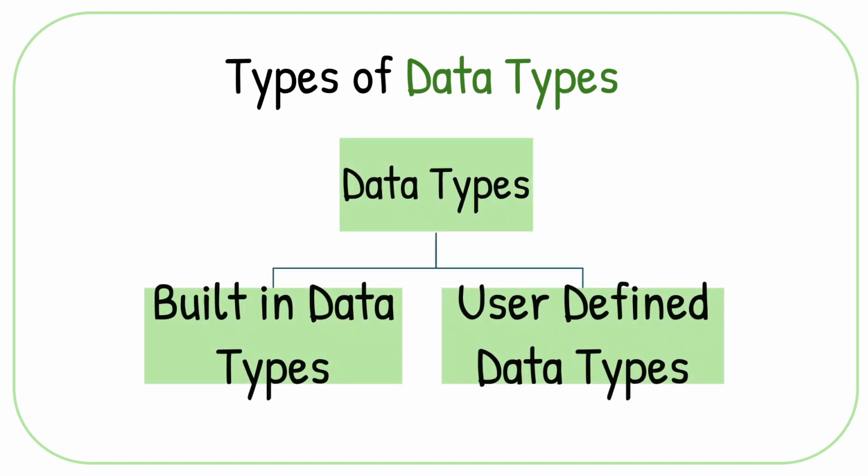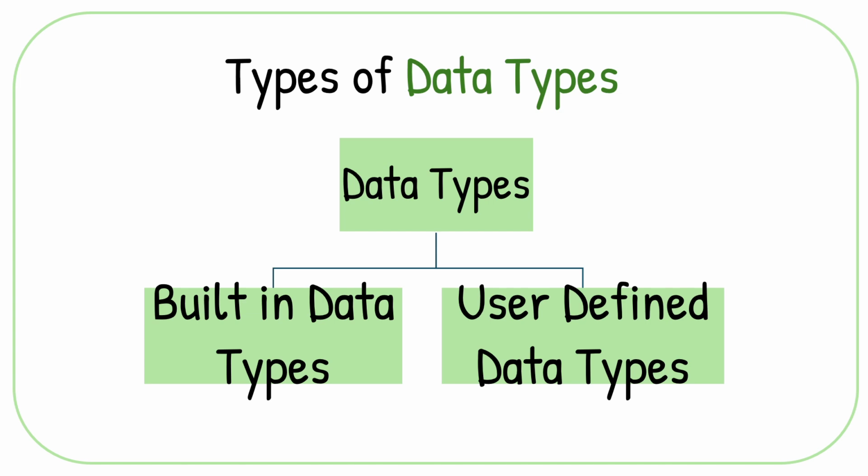So broadly classifying, these data types belong to two categories: built-in data types and user-defined data types. Built-in data types are the data types that are already provided by Python, and user-defined data types are those which we create while coding to represent custom data structures and concepts. We will be learning about it in later videos.